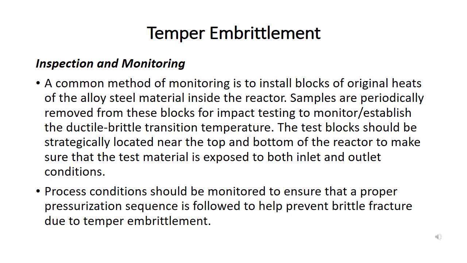Inspection and monitoring: a common method of monitoring is to install blocks of original heats of the alloy steel material inside the reactor. Samples are periodically removed from these blocks for impact testing to monitor and establish the ductile brittle transition temperature. The test blocks should be strategically located near the top and bottom of the reactor to make sure that the test material is exposed to both inlet and outlet conditions.